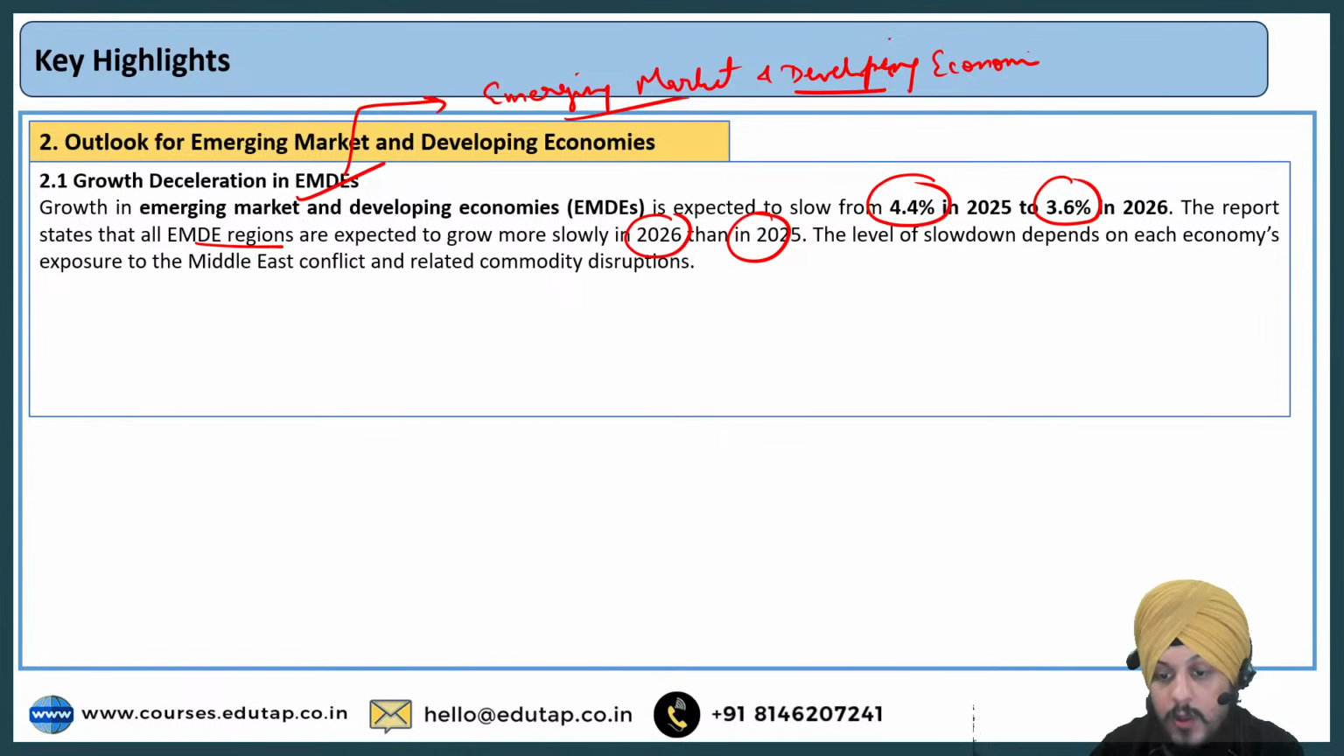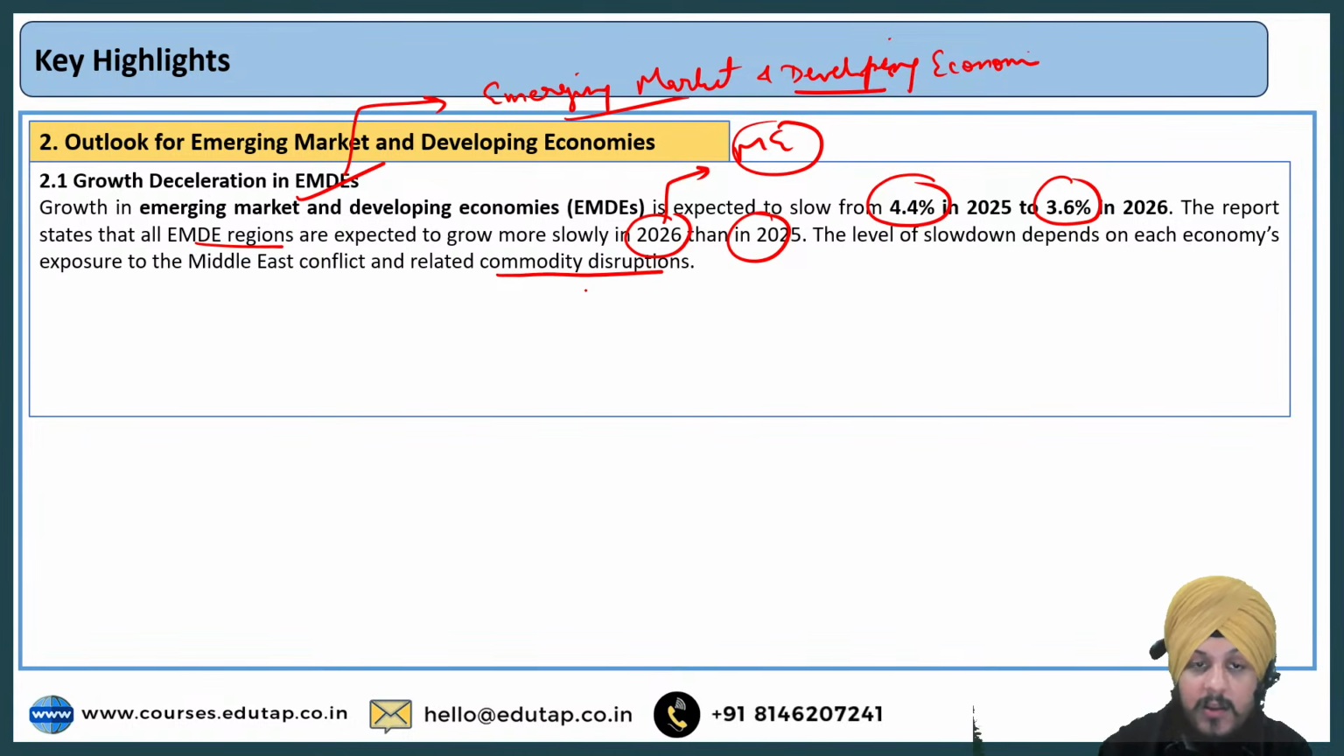Why is it so? What is the reason behind it? The reason is the same as the main reason for the slowdown that we are going to witness in the EMDEs. It is going to be basically the Middle East conflict, right? And it is also going to lead to what? It is also going to lead to commodity disruption, which basically means the commodity prices of fuel, the oil, right, and the food prices, these commodities are going to get inflated as a part of 2026, right? And this is going to be true in context to EMDEs also.